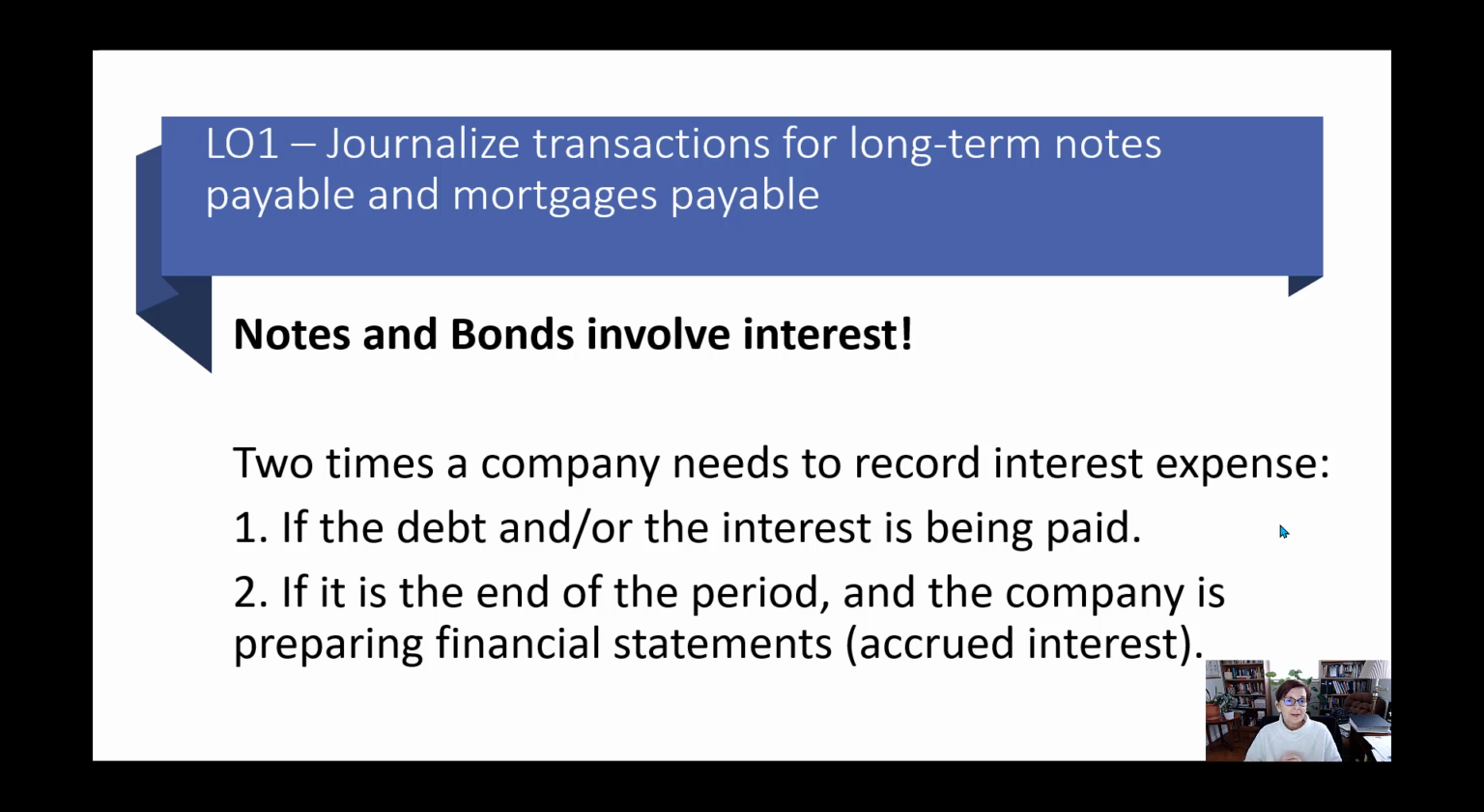And then the second time is if it's at the end of the period, the accounting period, and the company's preparing financial statements, the company has to accrue interest for the period of time that it has incurred interest expense but not yet recorded it. Because of course, companies incur interest every single day, right? But they're not making journal entries every single day to record their interest. So this is an adjusting entry at the end of the period.